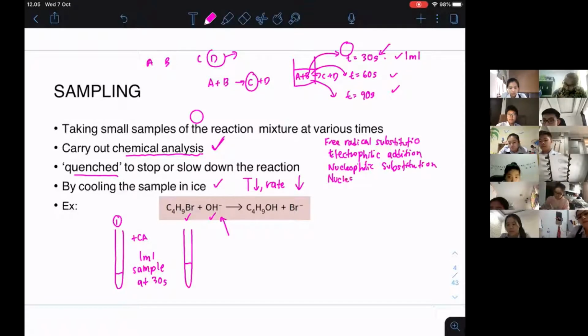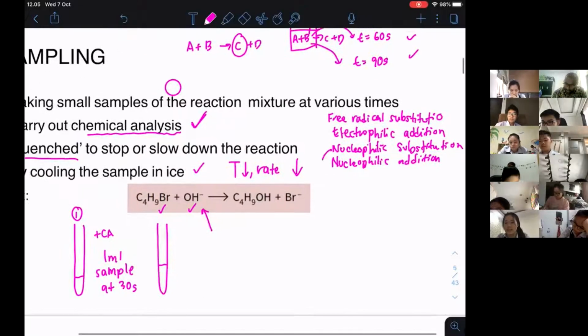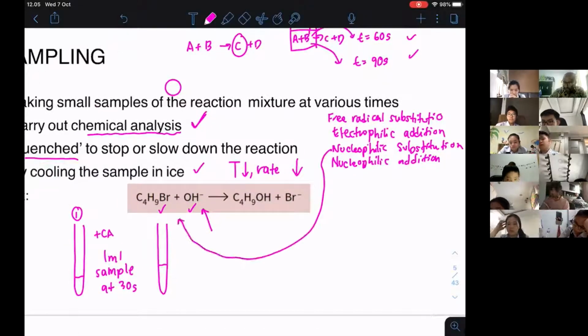Nucleophilic addition. When we learn about benzene, yes, nucleophilic addition. So in this case, which one will be the best answer, Nicole, Trisha? Do remember, alcohol and haloalkane will undergo nucleophilic substitution reaction. Take note of this. So this one is nucleophilic substitution.